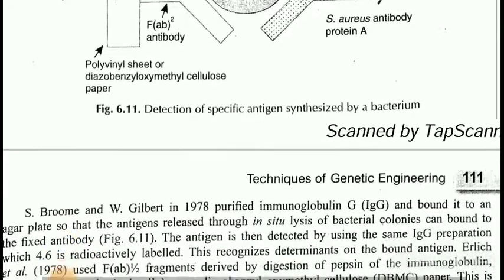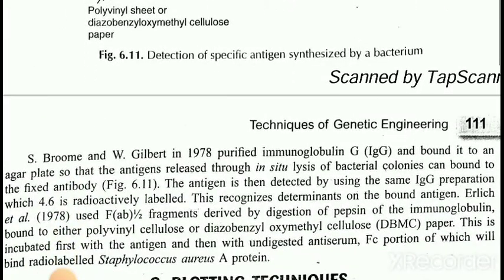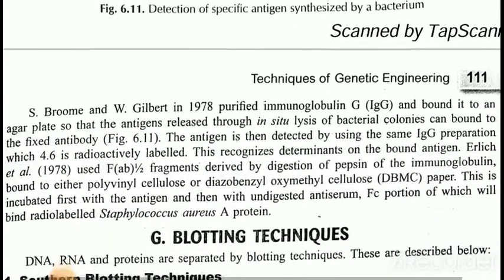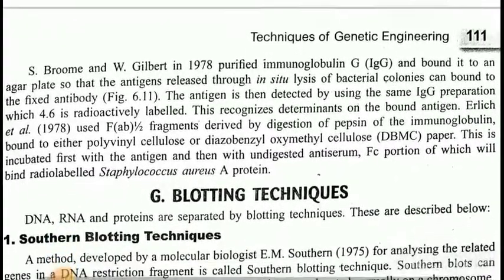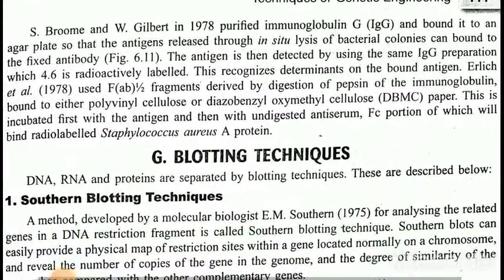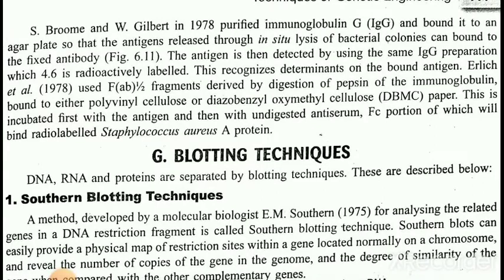S. Broome and W. Gilbert in 1978 purified immunoglobulin G (IgG) and bound it to an agar plate so that the antigens released through in situ lysis of bacterial colonies can bind to the fixed antibody. Figure 6.11. The antigen is then detected by using the same Ig preparation which is radioactively labeled. This recognizes determinants on the bound antigen.